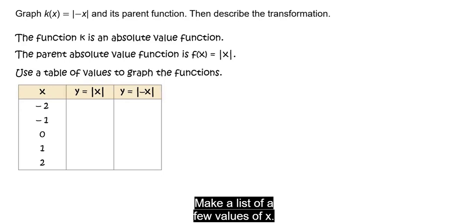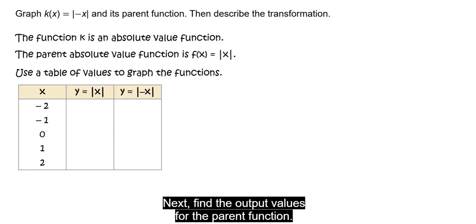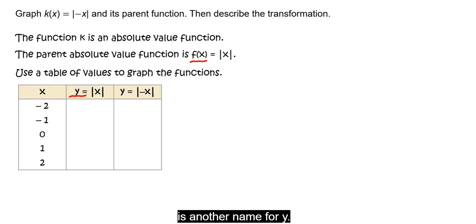Make a list of a few values of x. For convenience, choose integer values of x. For example, -2, -1, 0, 1, and 2. Next, find the output values for the parent function. Note that the function f of x equals the absolute value of x is written in function notation, where f of x is another name for y.